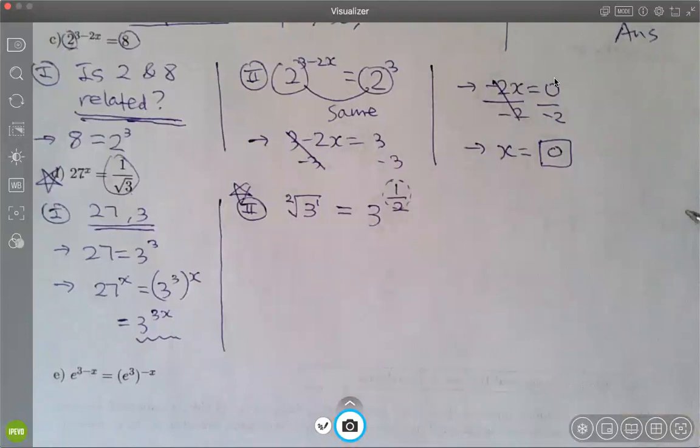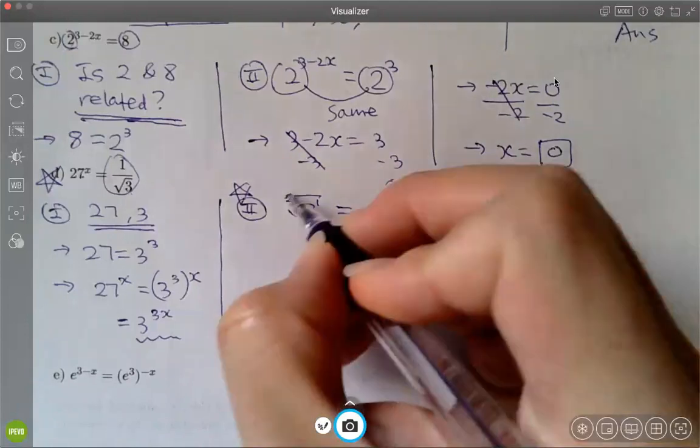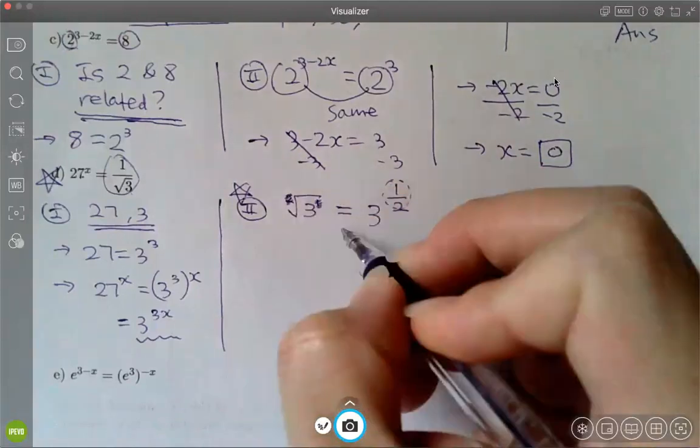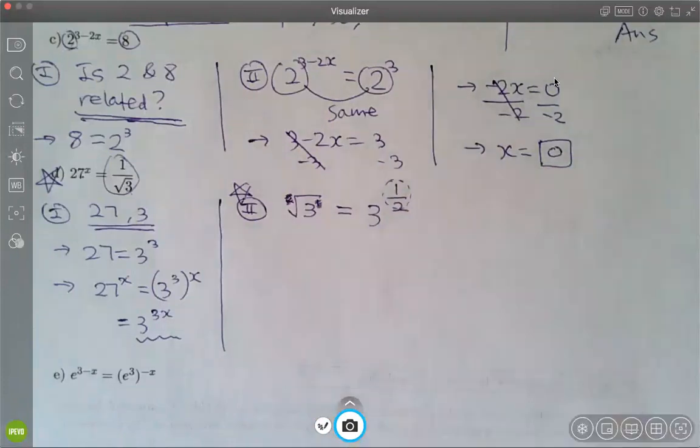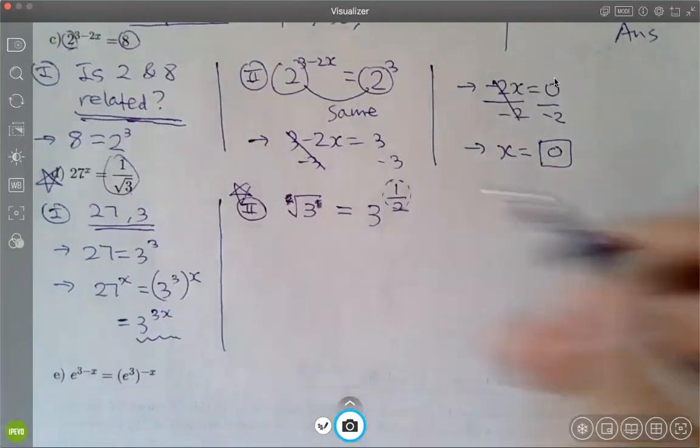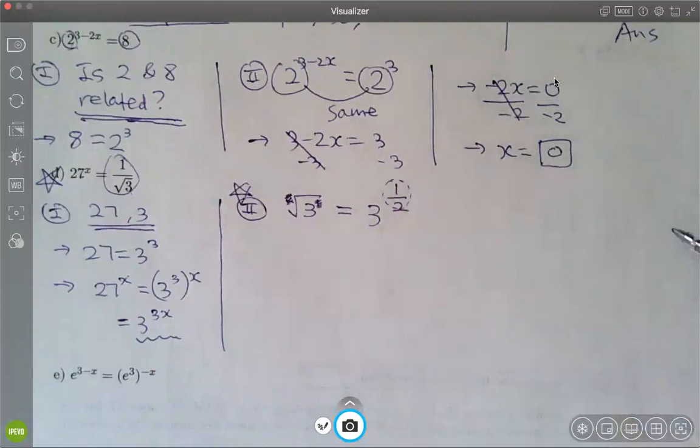Okay, so you must remember this conversion. Square root of any number is that inside number to the 1/2 power. Okay, so please remember this conversion. That might appear not only on your homework, but somewhere else. But anyways, so square root of 3 is 3 to the power 1/2.